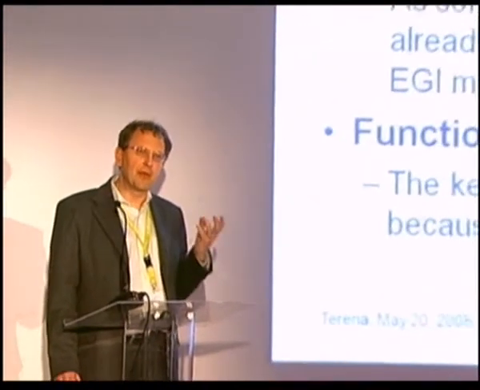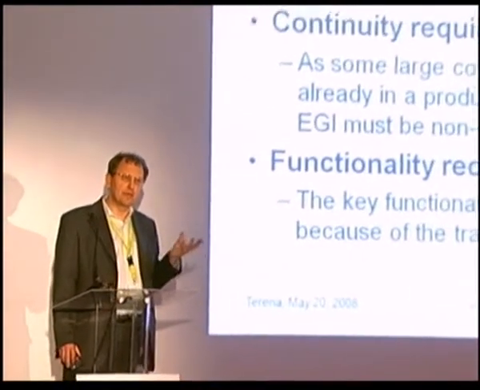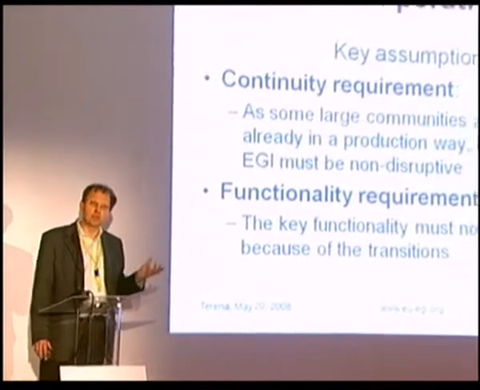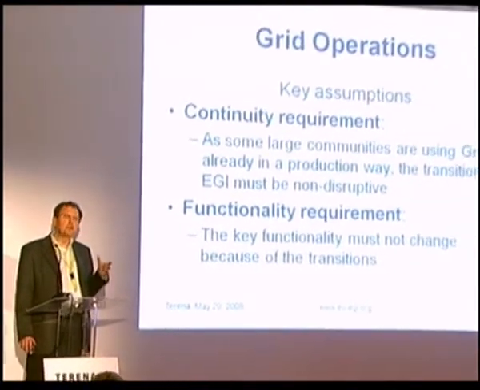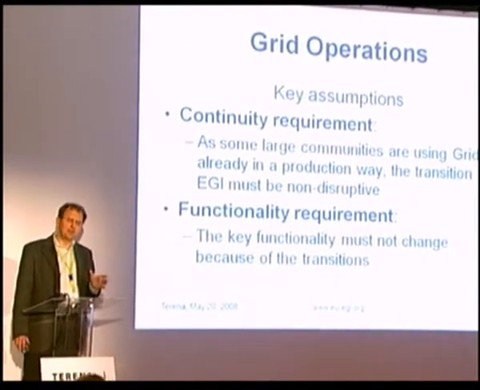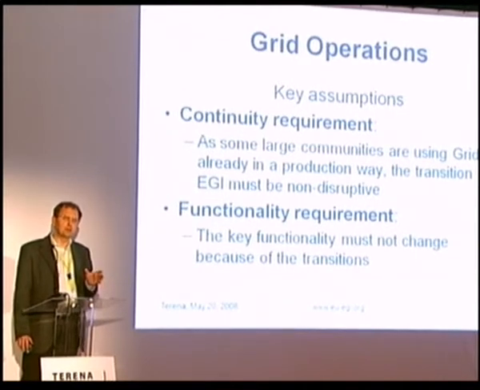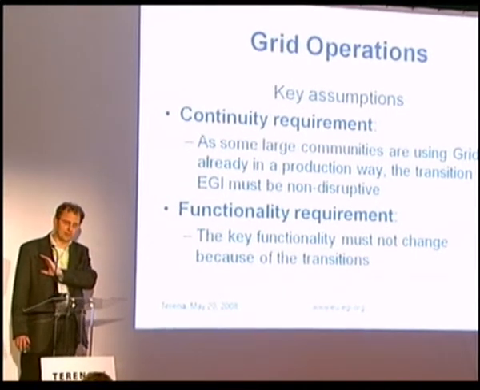The grid operations. When the EGI design study was conceived, there were a few key assumptions about what we are looking for. And the 2 key assumptions are the continuity requirement and the functionality requirement. The continuity says there are already large-scale grid infrastructures operated as projects within Europe. And we don't want to stop these at the end of their project and then start from scratch with a completely different infrastructure.